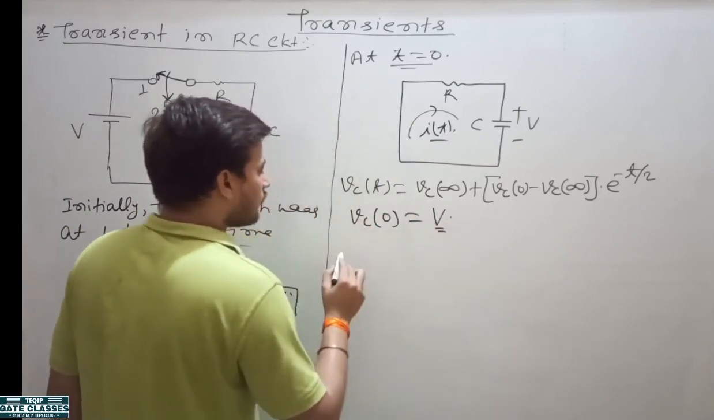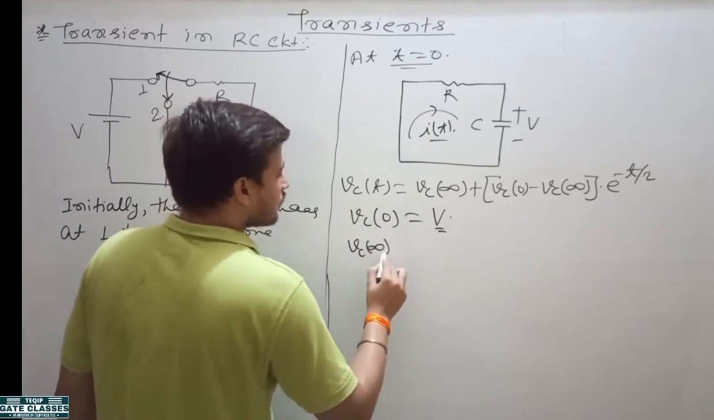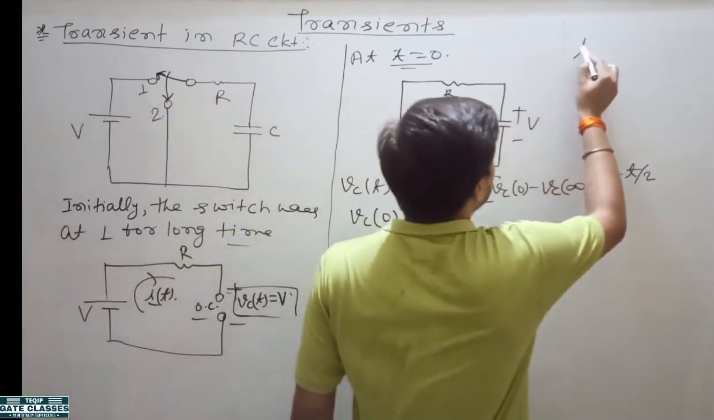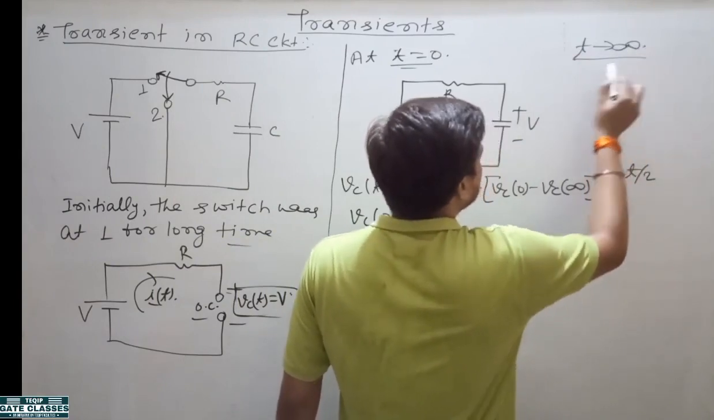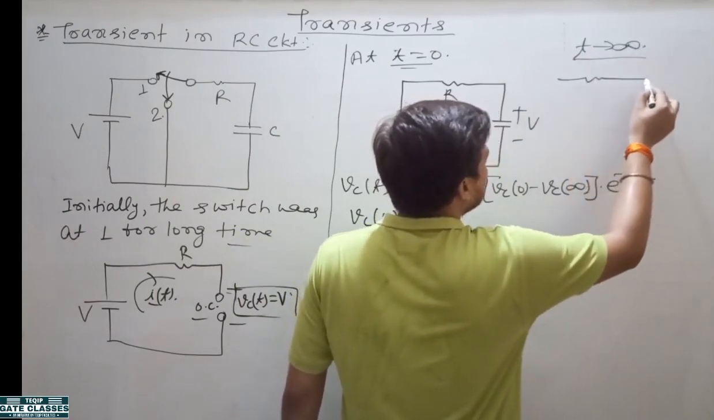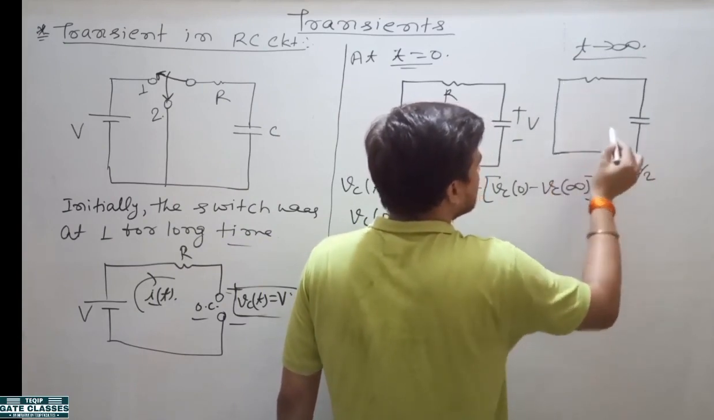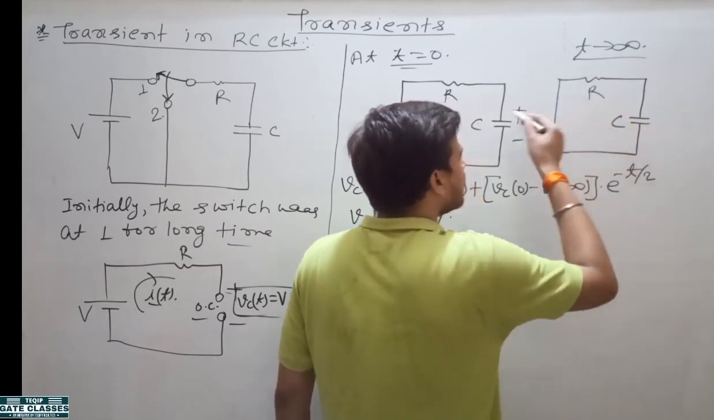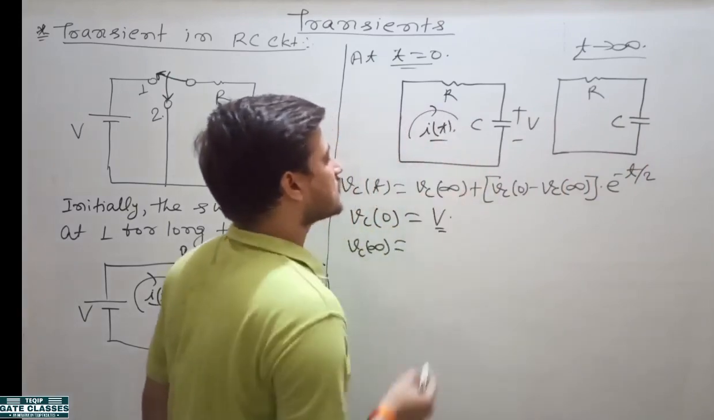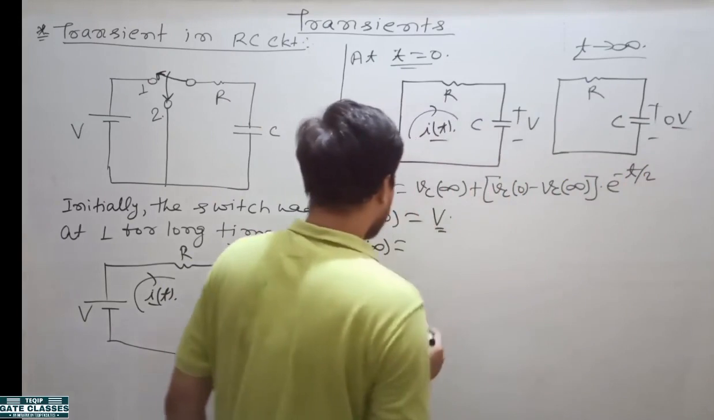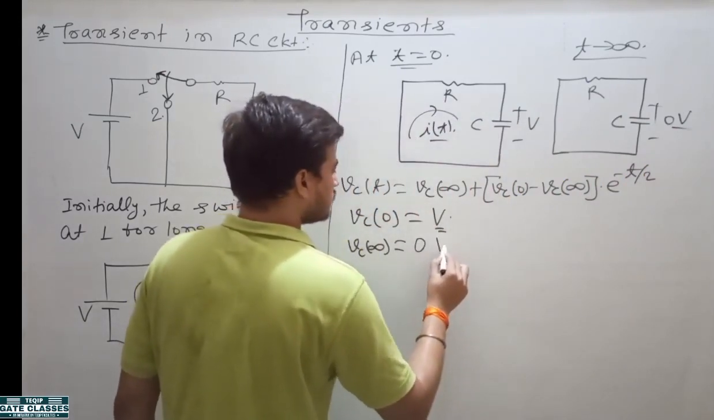Clear? Now we write VC infinity. What will be the value of VC infinity when time t tends to infinity? This capacitor will be fully discharged through this resistor. So here the voltage will be 0 volt. So I am writing VC infinity will be equal to 0 volt.